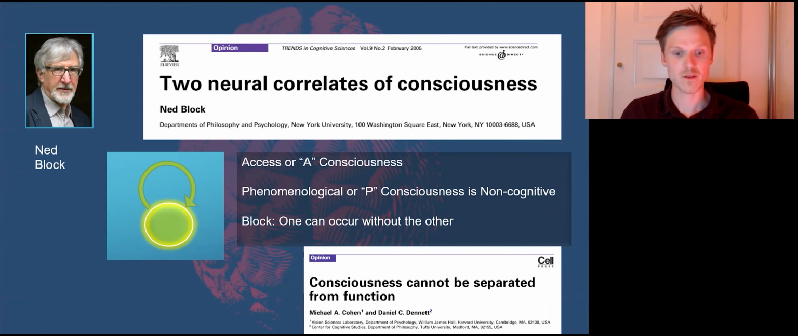For Ned Block, this also becomes a way of saying that phenomenal consciousness and the cognitive machinery of access are different, and that therefore phenomenological consciousness is somehow non-cognitive, which is just to say that there are other researchers who disagree with him, who will say that consciousness is a type of cognitive function.